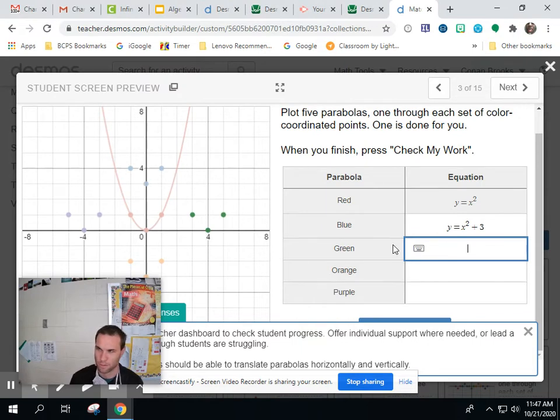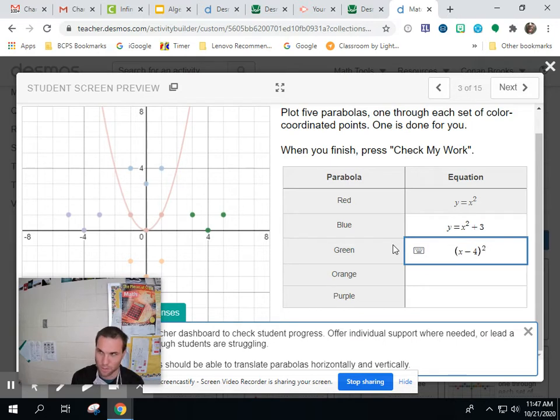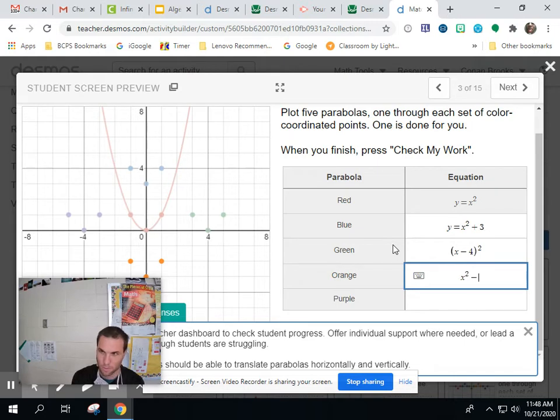And then green is going to go to the right. So this would be x, now remember that the shift left and right was actually opposite with minus and plus. So the one inside is different. So this is going to be minus 4. And then it's got to be squared. If it's not squared, it's going to be a line. And then the next orange is going to be down. So now we're shifting this other one again, to 3. Okay, and then the last one is going to be on the inside again.